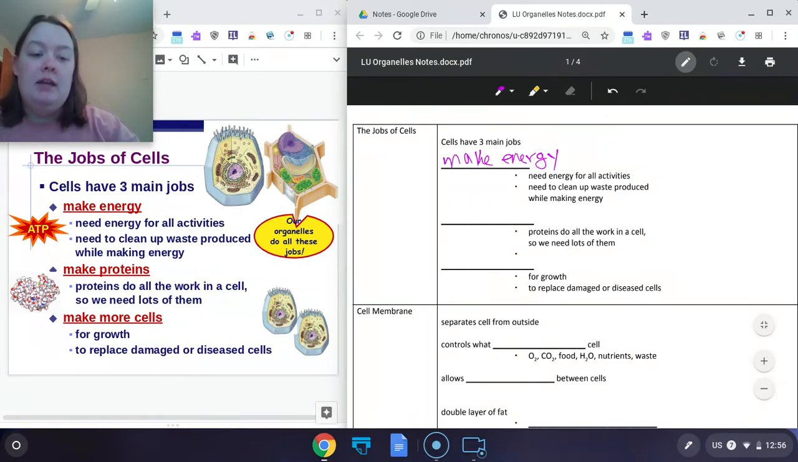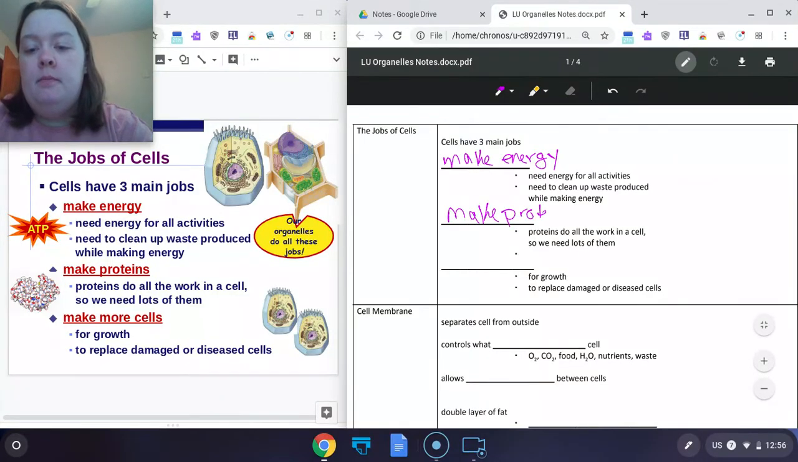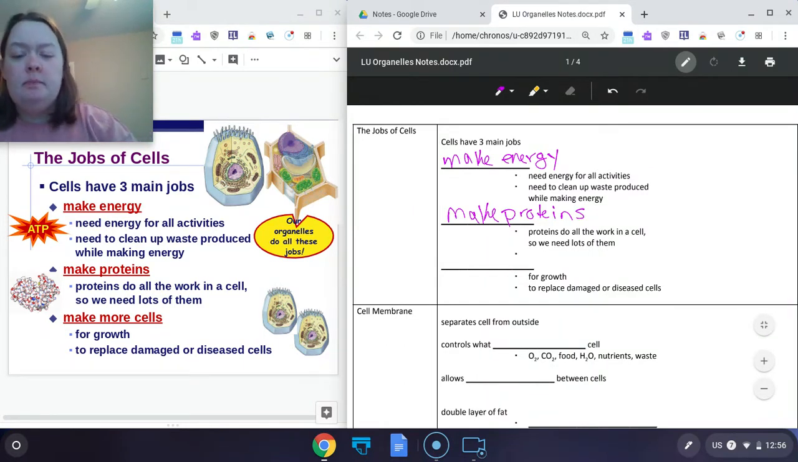Number 2 main job is going to be to help us make proteins. Last unit, we talked about proteins and enzymes and why they are very, very important in living things. Each one has a special job, and we need lots of them because they're very specific.